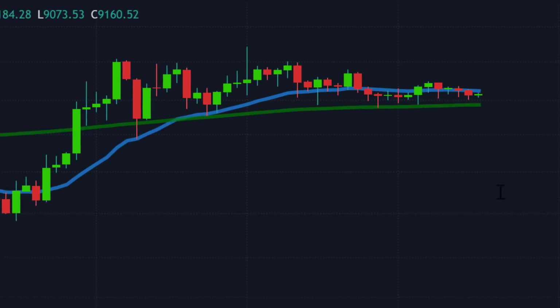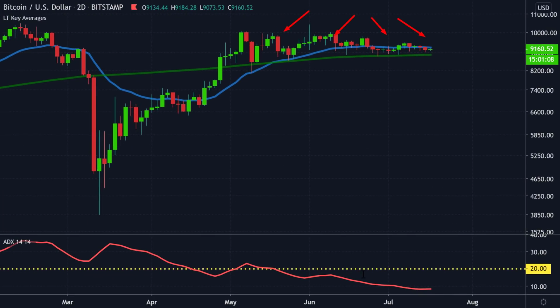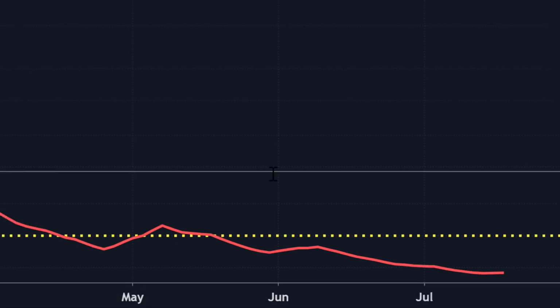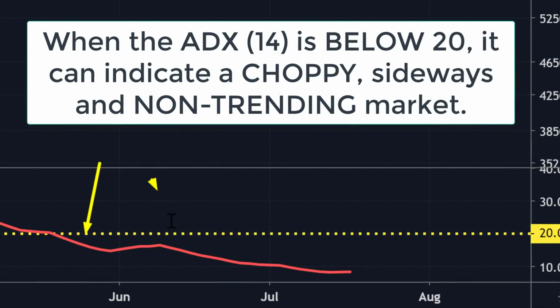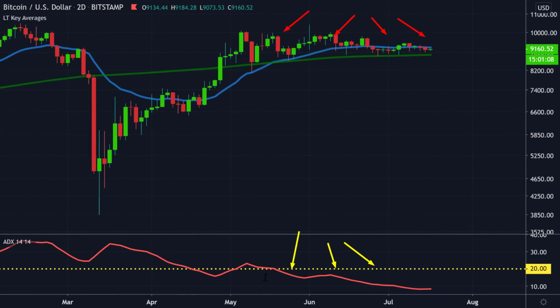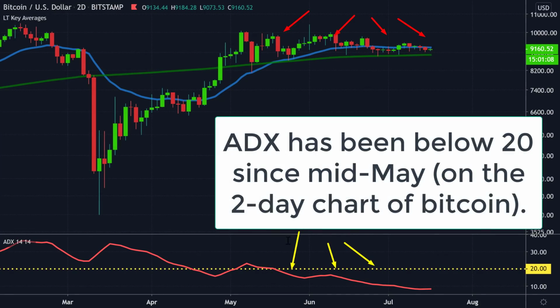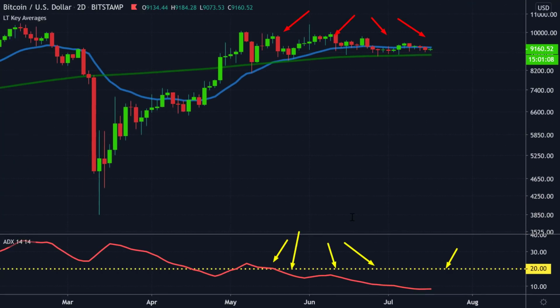Notice this range-bound market environment. You see this? Choppy, sideways, range-bound market environment. And look underneath, look at the ADX. The average directional index, it's a 14 setting, has fallen below 20. So when the ADX falls below 20, like it did here, actually it's been below 20 since mid-May. Since the middle of May, it's been below 20. And look, it hasn't recovered. It's still below 20. That shows us a non-trending environment.